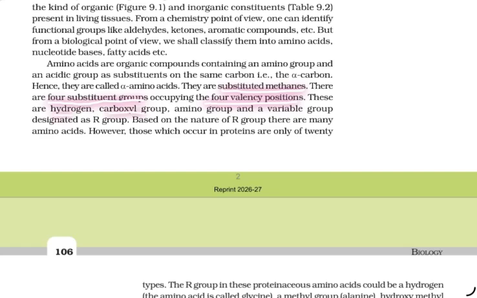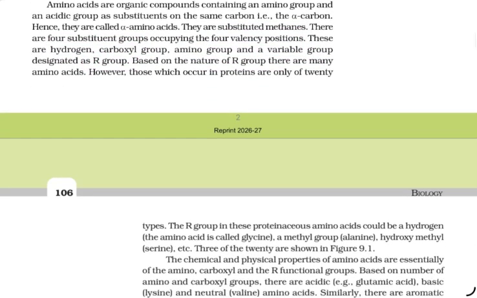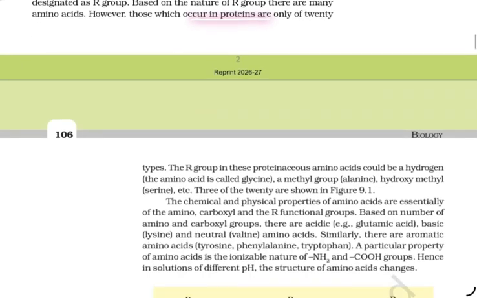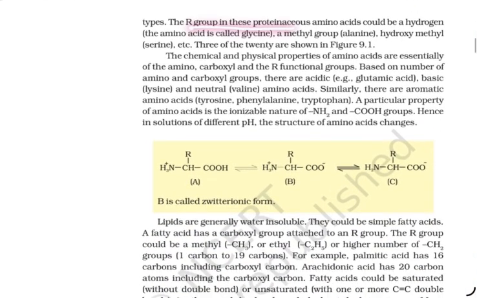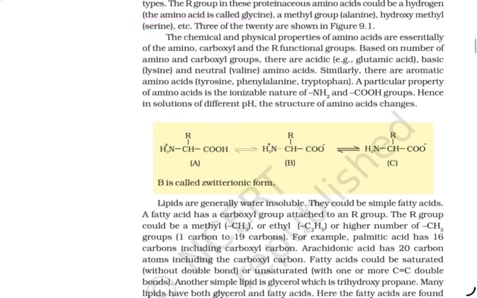The four substituent groups occupy the four valency positions. These are hydrogen, carboxyl group, amino group, and a variable group designated as R group. Based on the nature of the R group, there are many amino acids. However, those that occur in proteins are only of 20 types. The R group in these proteinaceous amino acids could be hydrogen, where the amino acid is called glycine. A methyl group is alanine and a hydroxymethyl is serine. Three of the 20 are shown.